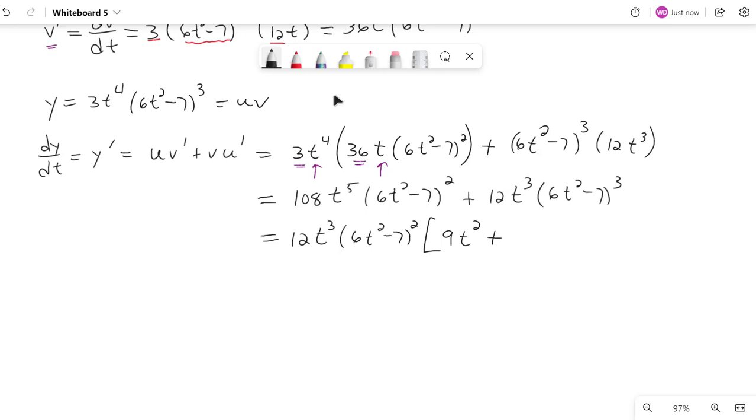6t squared minus 7 quantity squared divides into 6t squared minus 7 quantity cubed, leaving behind 6t squared minus 7. And you take the power of 3, subtract the power of 2 to get the power of 1. And then we finally just clean that up one last time. That's 12t cubed times 6t squared minus 7 quantity squared times 9t squared plus 6t squared, that's 15t squared, and then you have minus 7. That's the answer that you want at the very, very end.